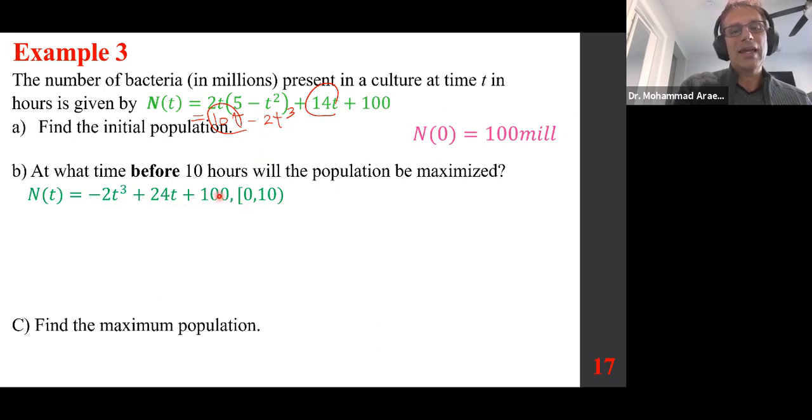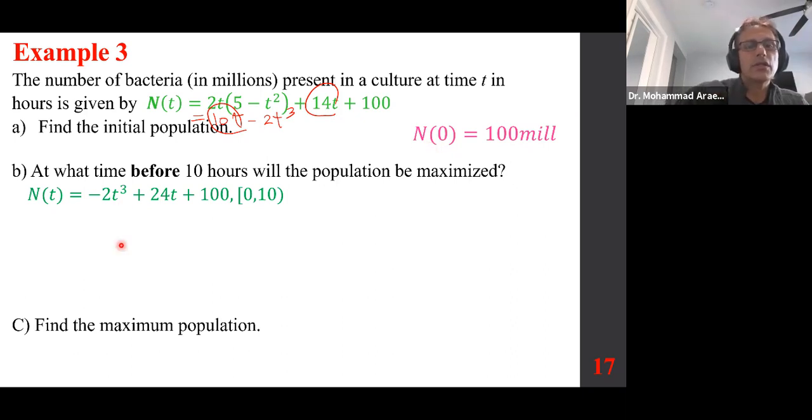Notice 0 is included, but 10 is not included. Why is that? At what time before 10? So 10 is not included. In essence, this is half closed, half open. 0 is included, 10 is not. Because 0 is included, we have already evaluated. If we want to go with the closed interval theorem, we need to have a closed interval. This is not, therefore we can't. However, the endpoint 0, which is included, must be calculated. It is.